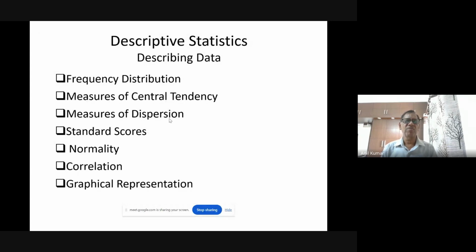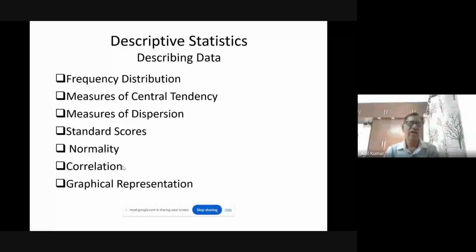Description of the data can be in the form of correlation also. You say A variable is this, B variable is this, A variable data is here, B variable data is here, and by way of correlation, you are simply describing the relationship of the A variable with the B variable. So many descriptive statistics techniques are there.